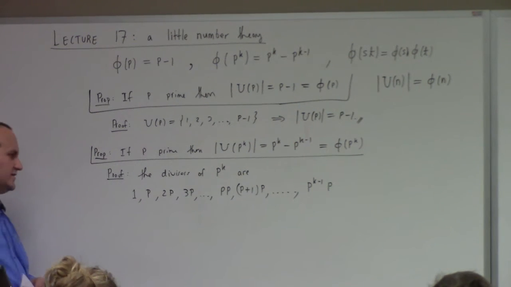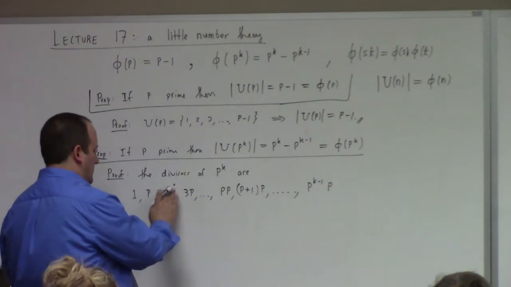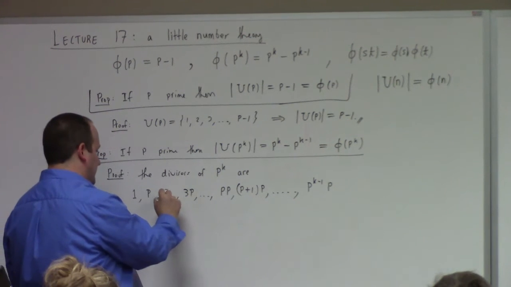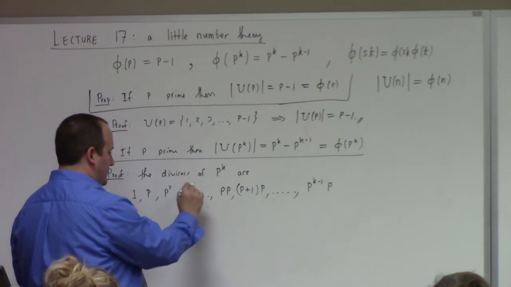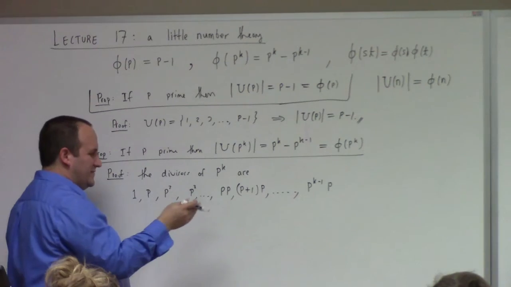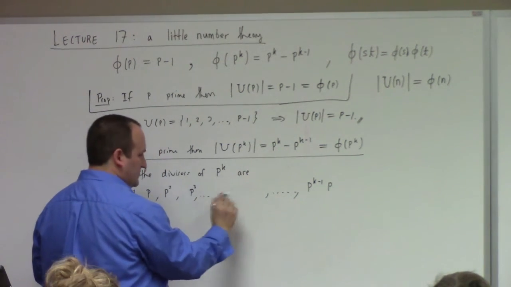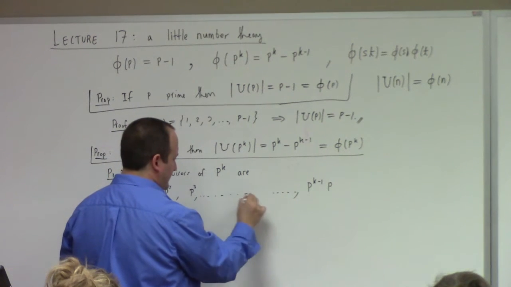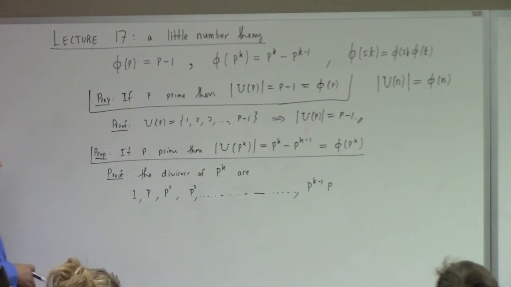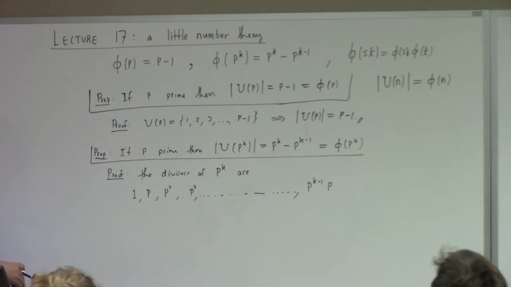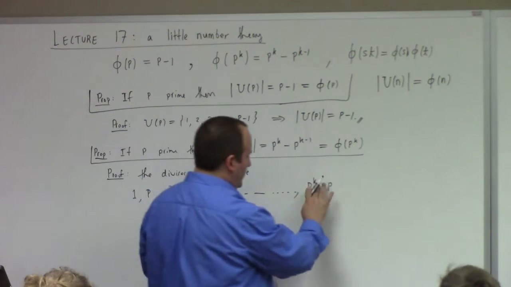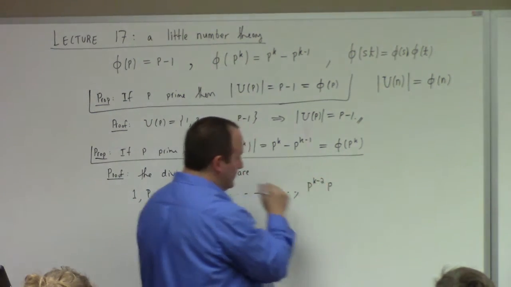I should just do what? I should do p squared, right? I'm sorry, I'm an idiot. Let's see here. There. Thank you. And should that only go up to p to the k minus 2 times p? Because p to the k minus 1 times p is p to the k. Yeah, you're right. Another good point. Thank you.